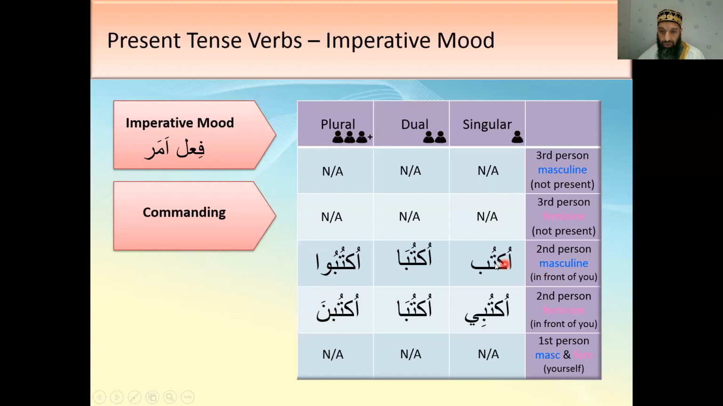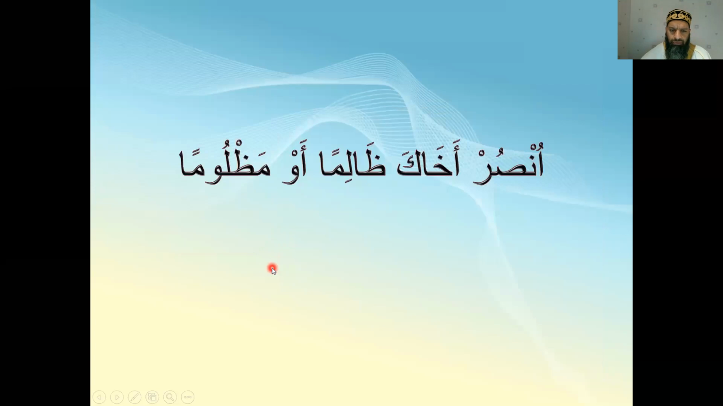So you write, you two write, you all write. You write, woman. You two women write, you all women write. And that's it. So it's command form. It's imperative in English, I think. So here, unsur akhaka zaliman aw madluman.